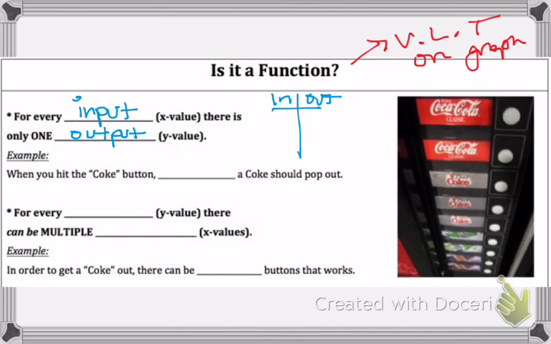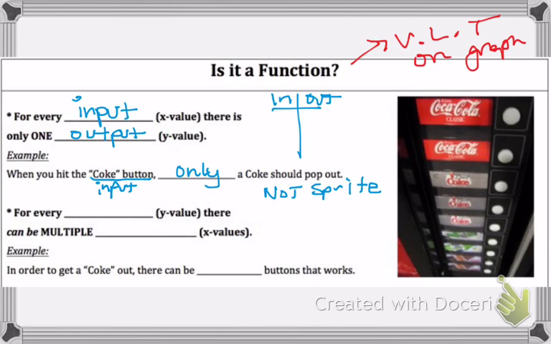So think of a soda machine. When you hit the Coke button, that's like the input. What's supposed to pop out? Only a Coke should pop out. If you press a Coke button, you do not want a Sprite to pop out. Only one thing should happen based on hitting a Coke button.